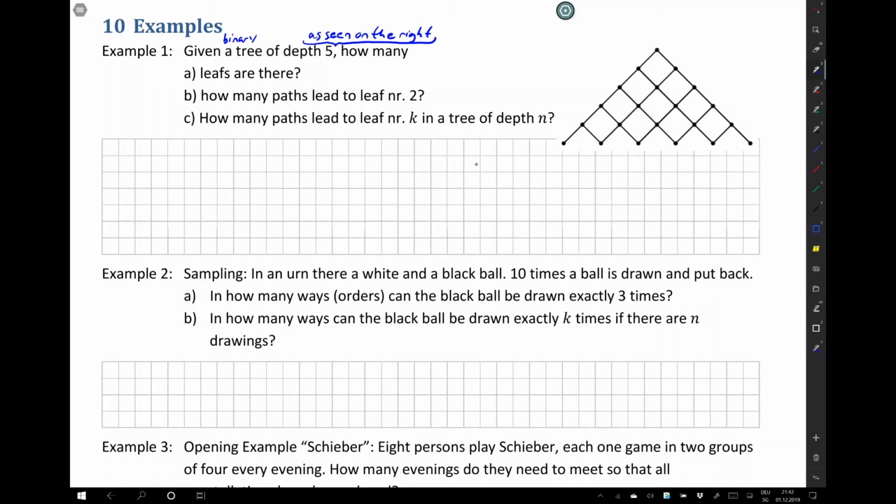Solve the examples in this chapter on your own and use the film to verify your results, or in case you just don't know how to solve it.